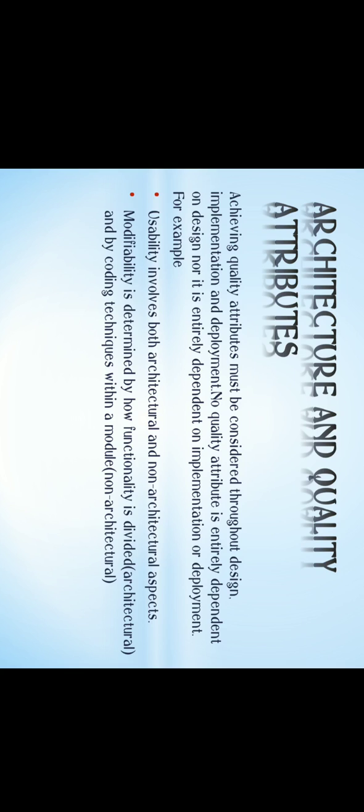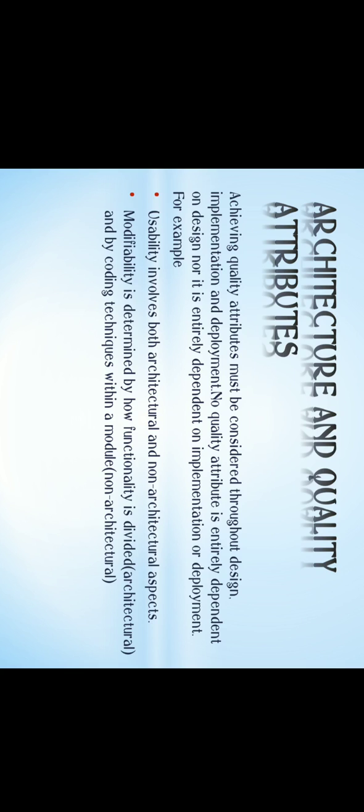No quality attribute is entirely dependent on design, nor on implementation, nor on deployment. Quality attributes are one phenomenon. All these different aspects, design, implementation, and deployment, come together to provide a quality attribute, but individually they will not support the quality attributes. For example, usability involves both architectural and non-architectural aspects. Some aspects will come under architecture and some under the non-architectural aspect.